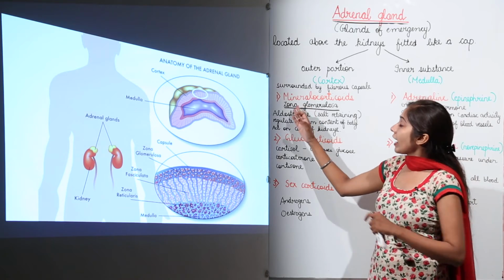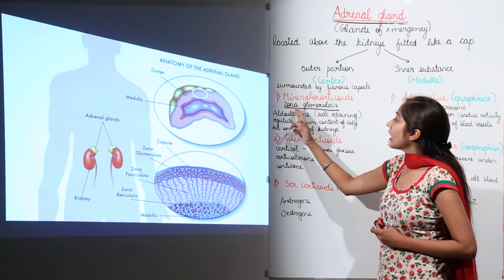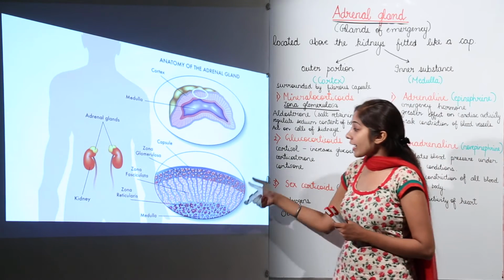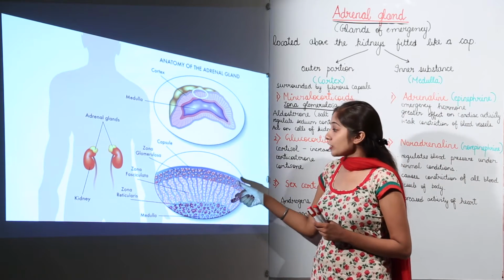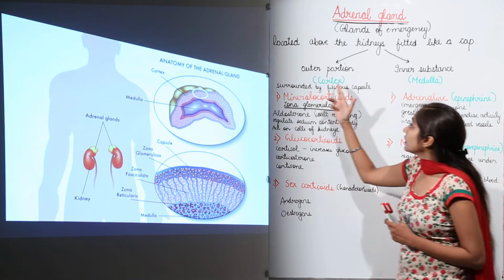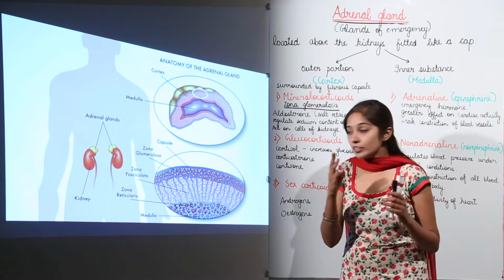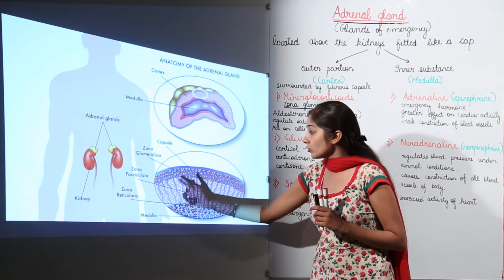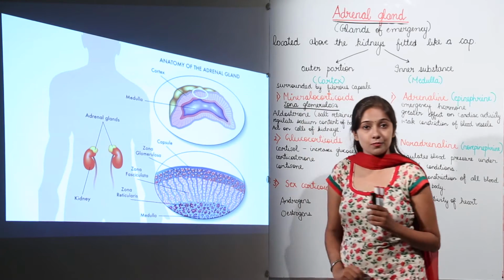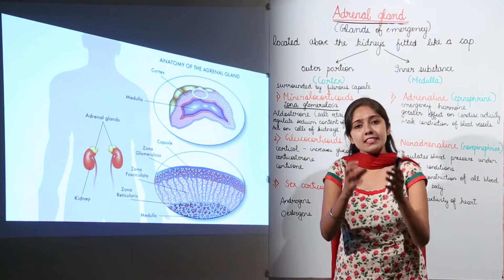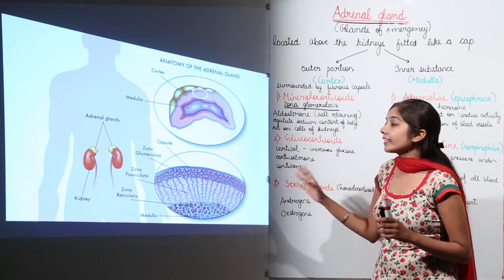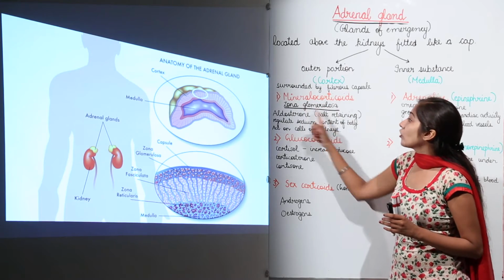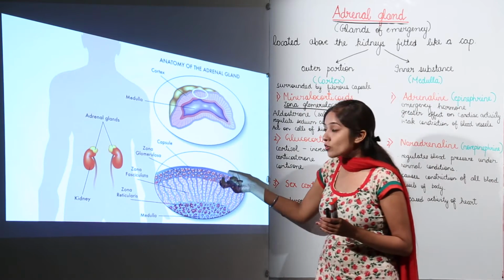Now here you are going to see this term, zona glomerulosa. What does this mean? When you look at the inner structure, you will see that the adrenal cortex is divided into three zones: the zona glomerulosa, the zona fasciculata and the zona reticularis. For easy understanding, let us see the zona glomerulosa first. This is the first zone, as you can see.